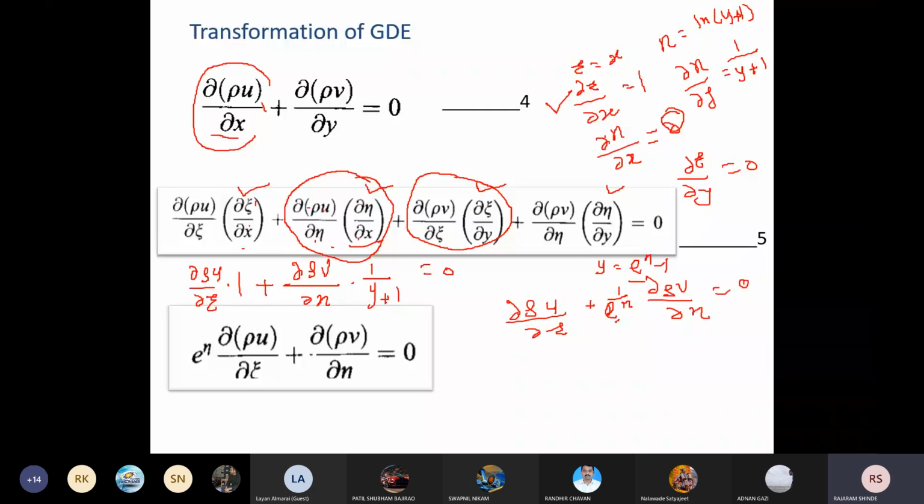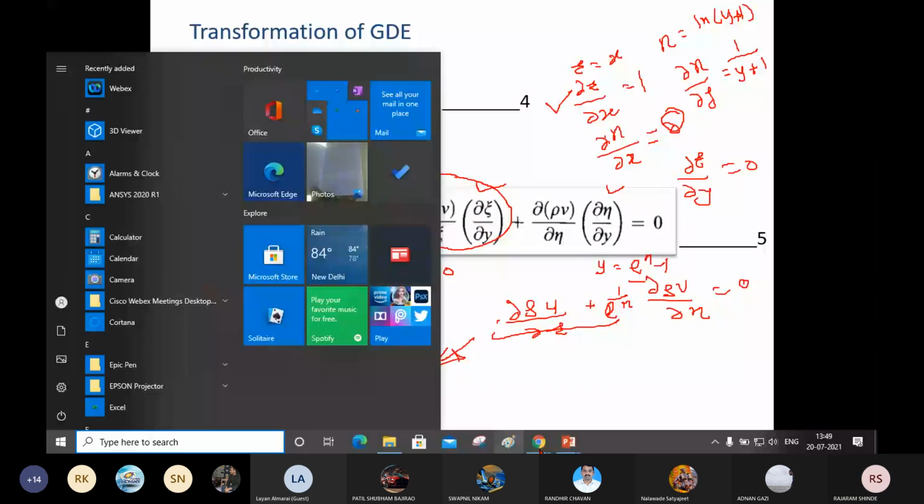You see here, this is the continuity equation in the computational domain by direct transformation. You have got this? If you have doubt, you can ask me. Any doubt? No, sir. Okay.